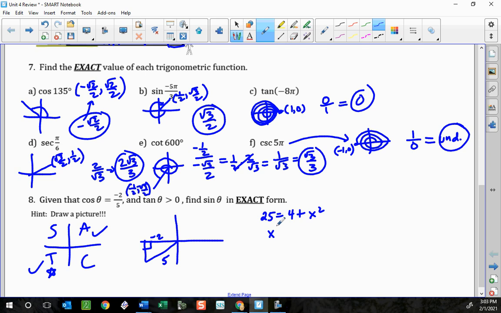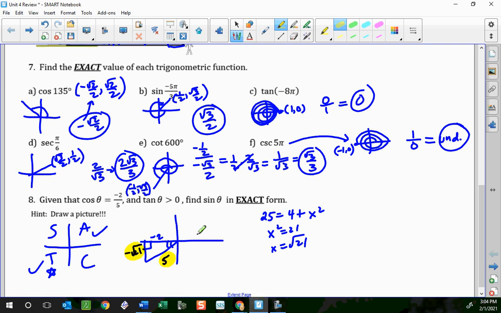So I get x squared equals 21, so x is the square root of 21. And it could be plus or minus, so it is negative square root of 21 because it's going down. All right, so now I have my angle with my picture, and I want to know what's the sine of the angle. Well, the sine of the angle is going to be the opposite over the hypotenuse. So I'm going to answer that the answer to this question is negative radical 21 over 5.